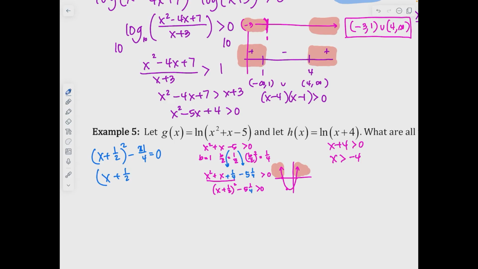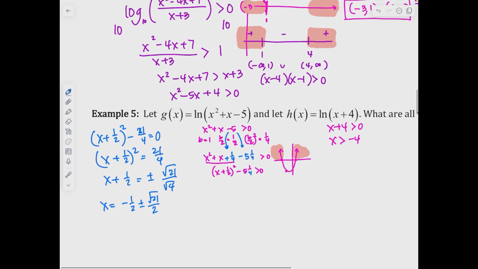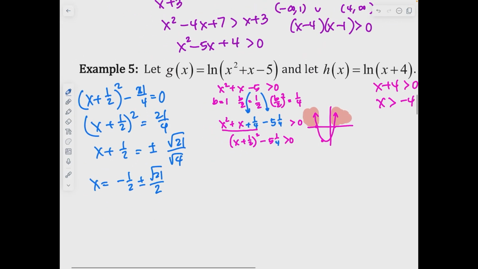Okay, so I add the 21/4 over to the other side. I take the plus or minus square root. And then I subtract the 1/2. Like that. Okay, so what this tells me is I have two x-intercepts. If I want to put it together, this is -1 plus or minus the square root of 21 over 2. If you do quadratic formula, you'll get the same answer. So for the addition, that's -1 plus the square root of 21 over 2. And this is the subtraction. This is -1 minus the square root of 21 over 2.